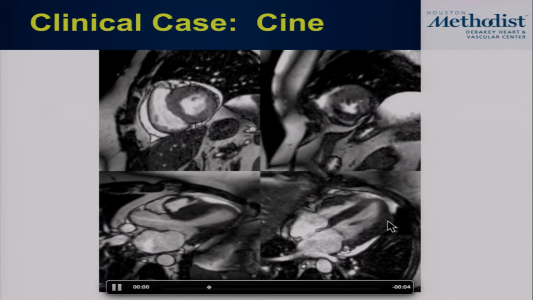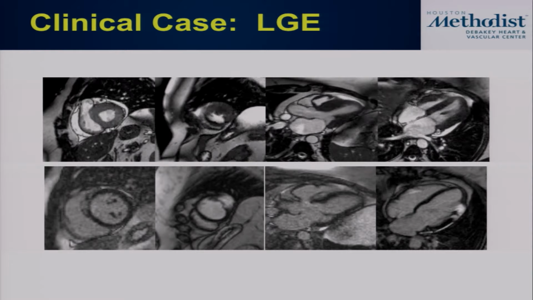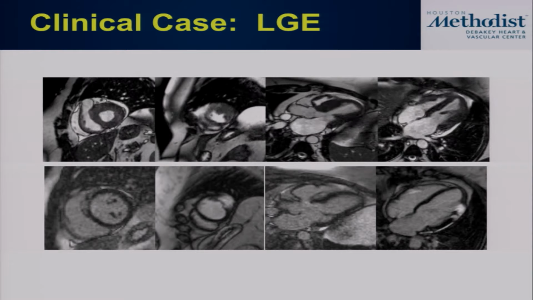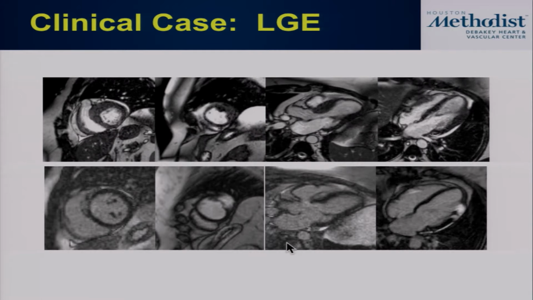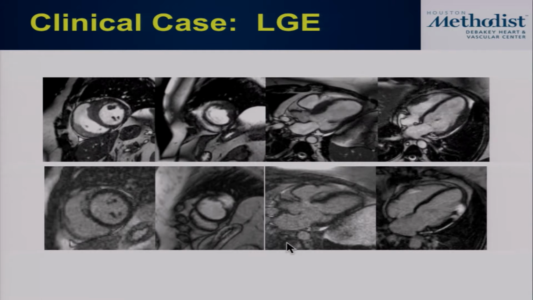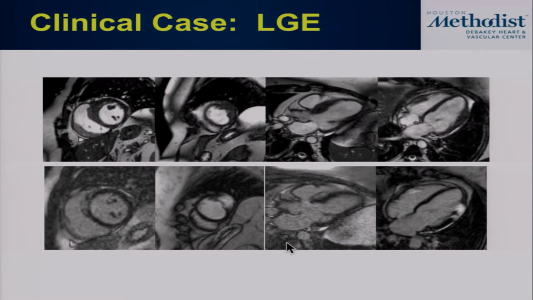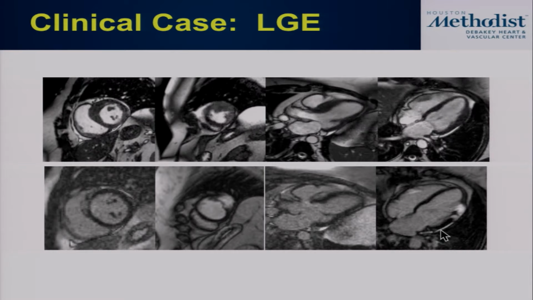Obviously, cine imaging is not the only thing that we would do. Really the most powerful thing you get by CMR is this tissue characterization with late gadolinium enhancement. And that's the bottom panel over here. So what do you see on these images? Again, this is done about 10 minutes after administration of gadolinium contrast, and we've picked an inversion time such that normal myocardium is nulled. And what do you see?